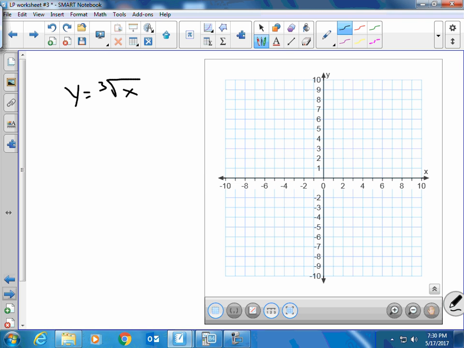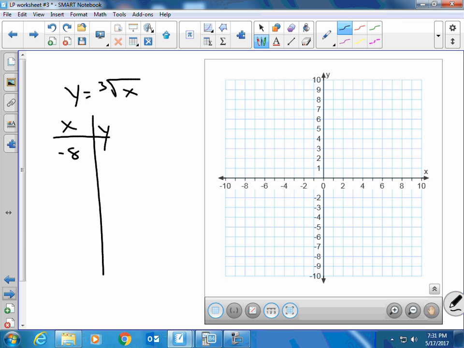All right, let's try cube roots. We don't know what a cube root looks like, so let's start by making a table. Same question as before. Can I plug in a negative for x? Answer this time, yes. So let's pick perfect cubes, but that are negative.